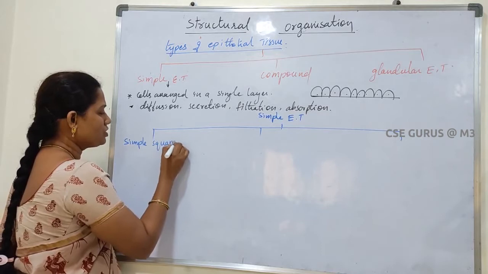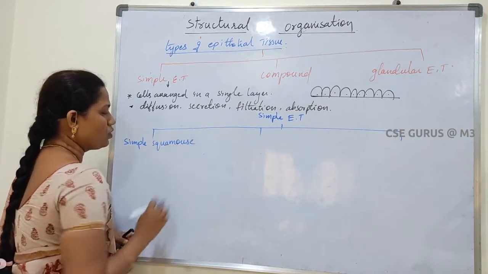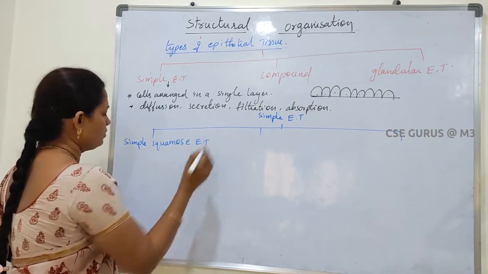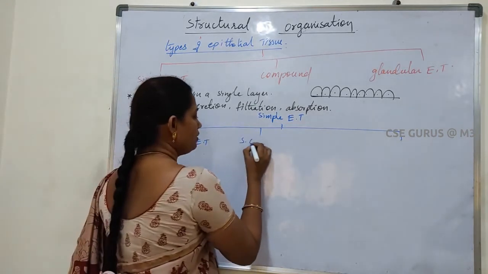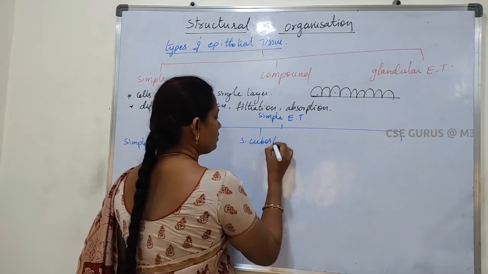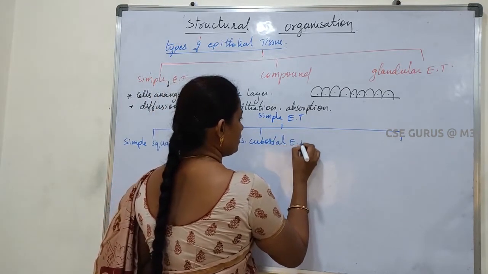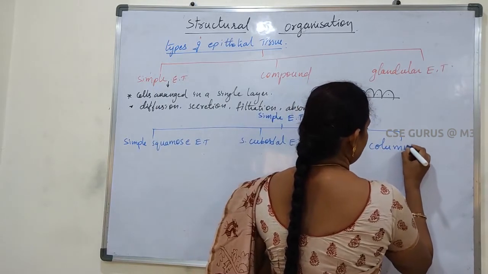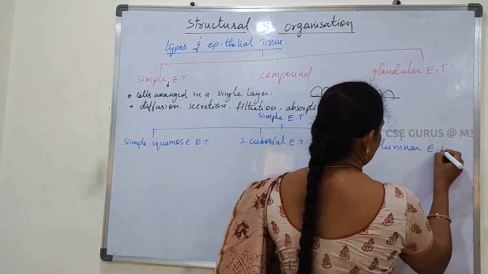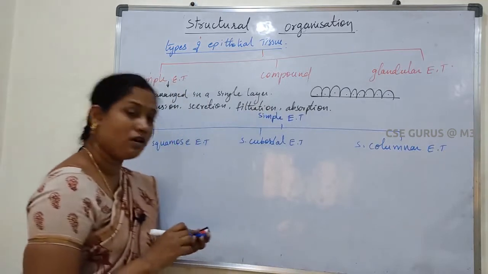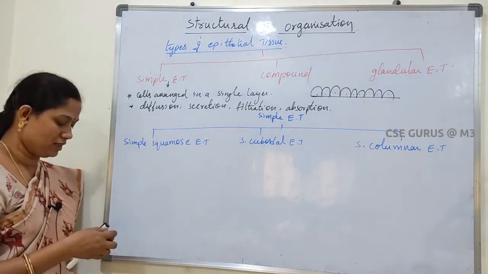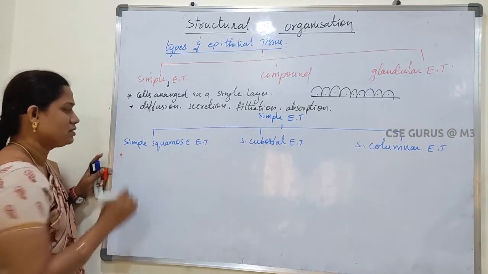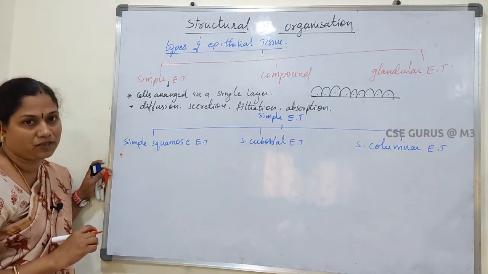These are divided into three types: simple squamous epithelial tissue, simple cuboidal epithelial tissue, simple columnar epithelial tissue. These three types are present in simple epithelial tissue. Okay, so first we will discuss simple squamous epithelial tissue.